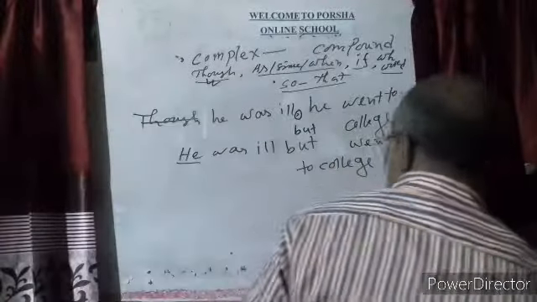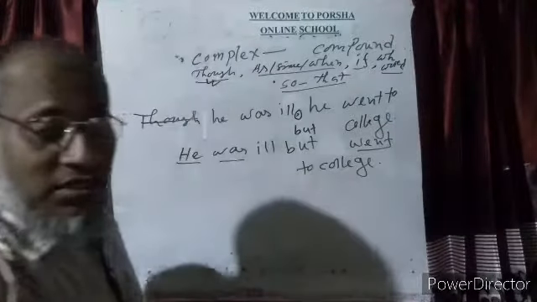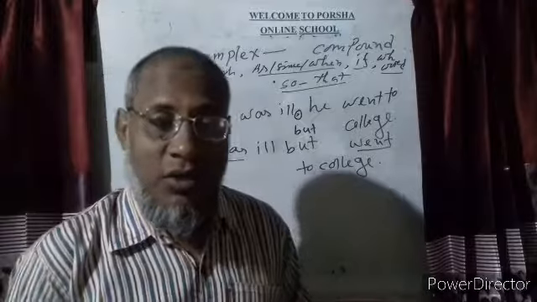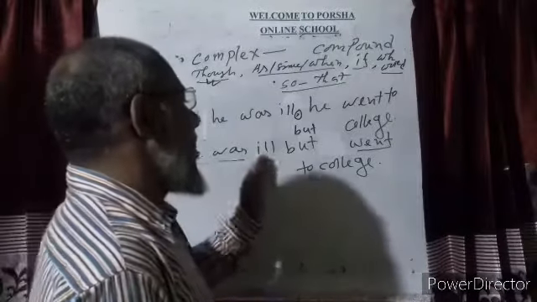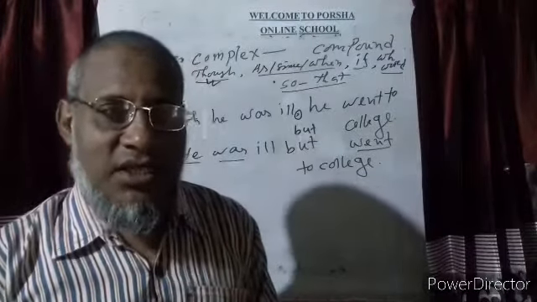Then, my dear student, look at the verb. Here was and here went. The verb is dissimilar, so went will be used. So the appropriate answer will be: he was ill but went to college. This is the appropriate answer.